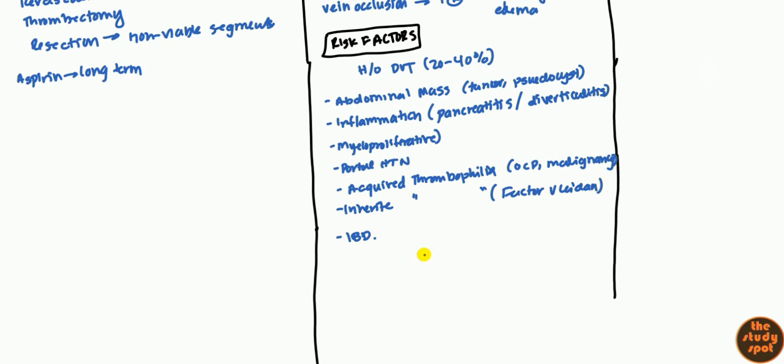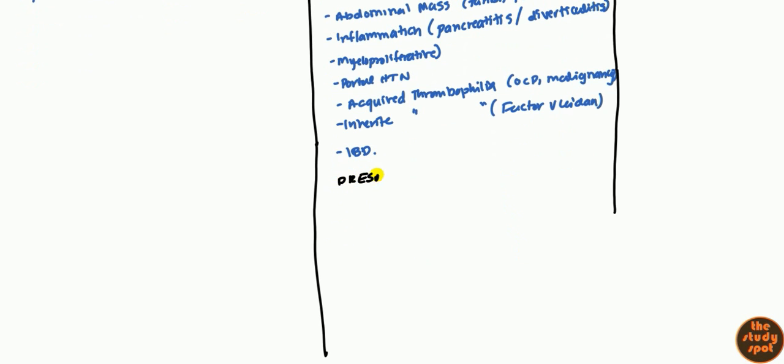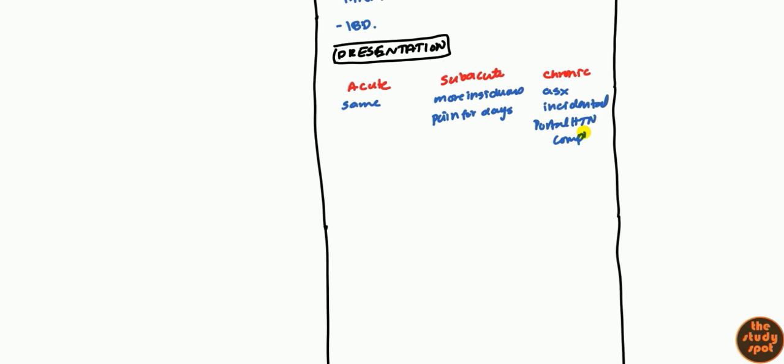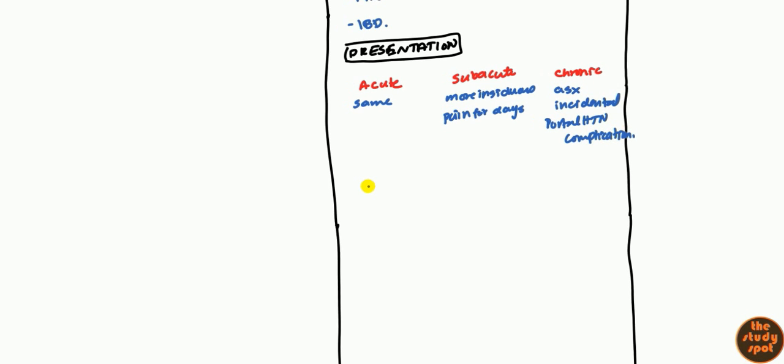So how do these patients present? There are three types of presentations. First is acute, then you have subacute, and you also have chronic. Acute is the same as we mentioned earlier, with pain out of proportion to physical findings. Subacute is more insidious. The patient will have pain for several days, and then they'll come in. Chronic can generally be asymptomatic, and it can even be an incidental finding, and this is generally related to a complication of portal hypertension. So keep in mind, when portal hypertension does cause ischemia, it's chronic ischemia, and so it'll take a long time before symptoms show up.